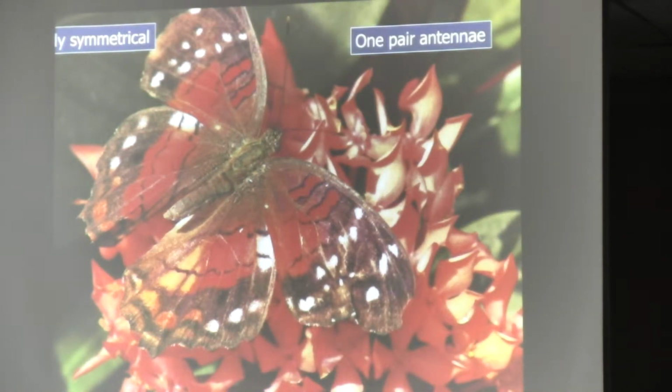insects are what we call bilaterally symmetrical, meaning that we can cut them down the middle and you will have 2 equal halves. So if we took a knife and we cut this insect down like that, you've got 2 equal halves. Just like I'm bilaterally symmetrical. If you took a knife and you cut me down, you're going to have 2 equal halves, relatively speaking. And then, of course, all insects are going to have 1 pair of antennae as well.